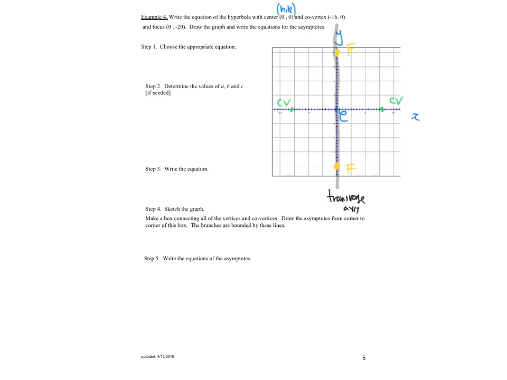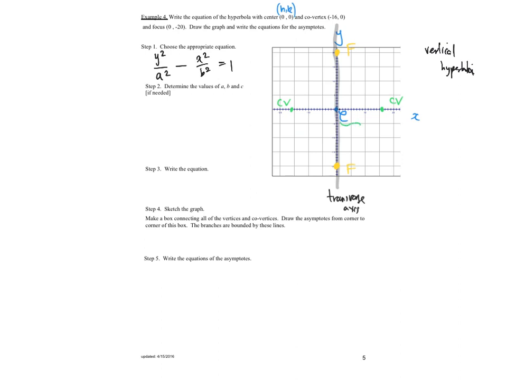So let's write that down because that's going to help us write down the correct type of equation. So it's vertical, so the y squared term is positive. So that's the equation we're expecting to find. Now this time I can read off B and C from the graph, right?